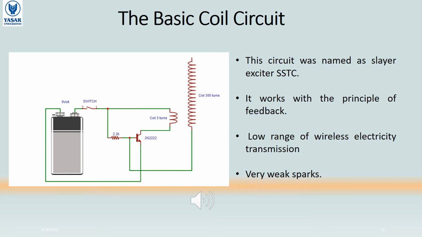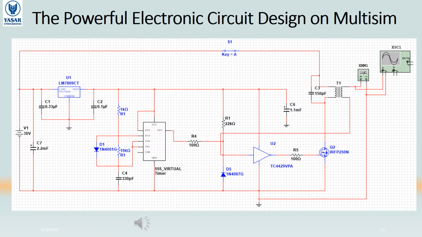The coil circuit on the left side was the first circuit that we built. This circuit was named the Slayer Exciter Solid State Tesla Coil, and it works with the principle of feedback. It had a low range of wireless electricity transmission and very weak sparks. So we decided to build a more powerful coil circuit. This is the powerful electronic circuit design on Multisim, and the circuit is going to be explained in the following slide, which is the block diagram of the design.